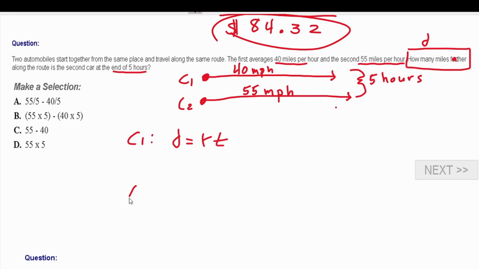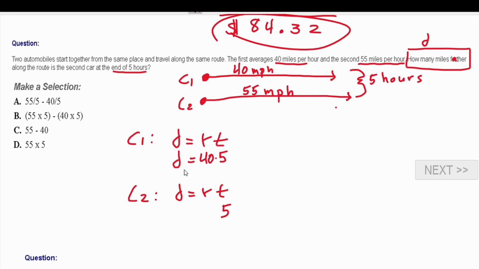And for car 2, we're going to use the distance formula as well. That's, again, d equals rt. So let's fill these in with what we have. We know for both of them, t is going to be 5, so let's fill that in both places. We know car 1's going 40 miles per hour, so we'll fill that in for rate.